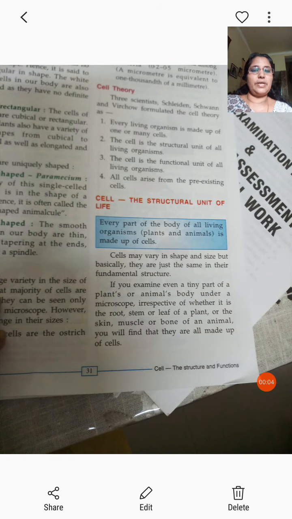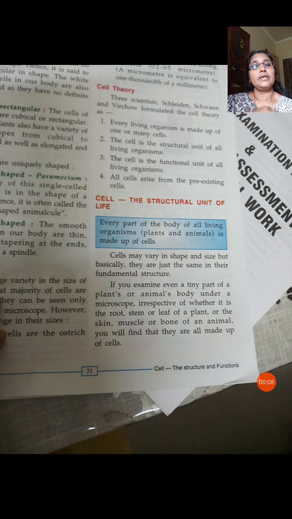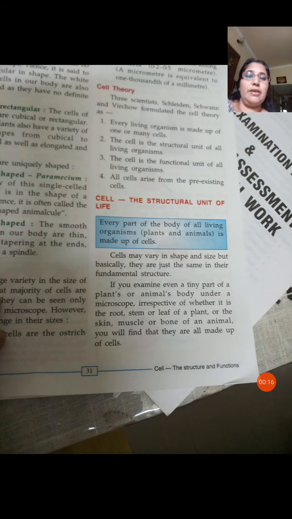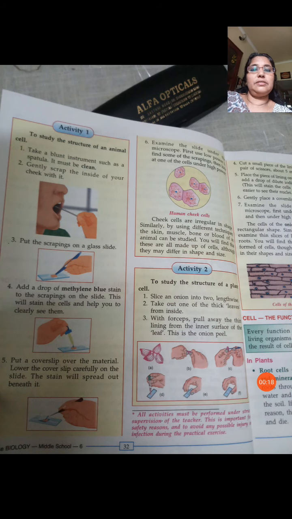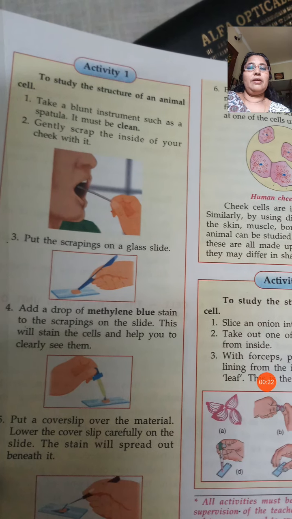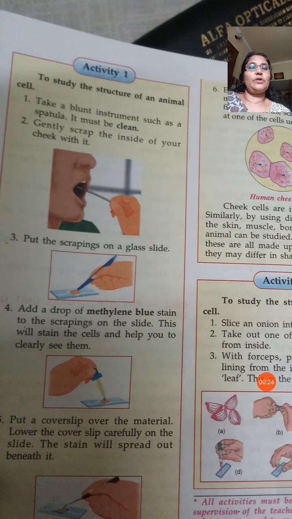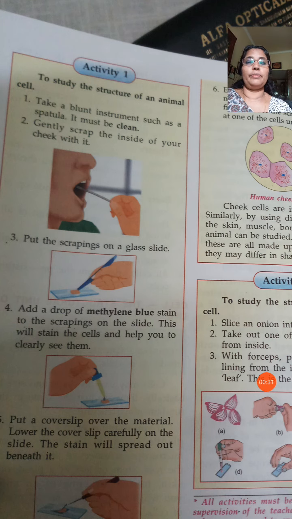Good afternoon, students. Today, let us learn about the internal structure of the cell and how we can observe the animal cell and plant cell. First, we can see how the animal cells can be observed. Here, we are going to observe the human cheek cell. That is the inner lining of the mouth of a human being.